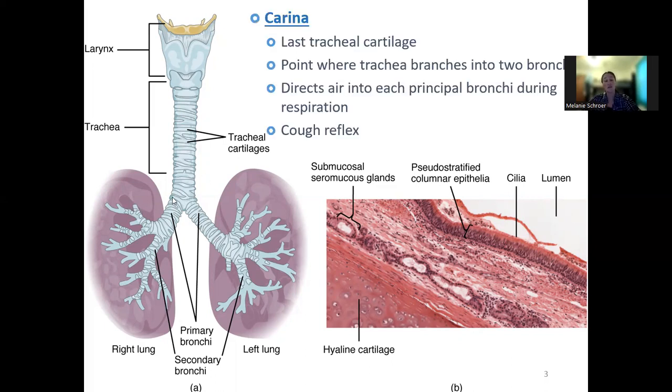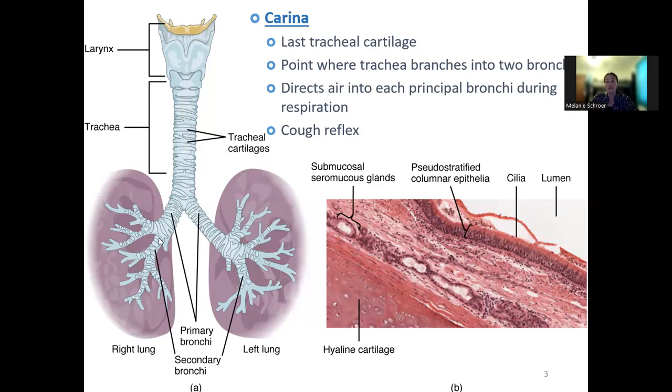Okay, so there is a name for this specialized, weirdly shaped cartilage here. And that is called the carina. It is the last tracheal cartilage. And again, it just needs to be a little bit different so that it can support and strengthen this joint between the trachea and its two first branches into each of the lungs.